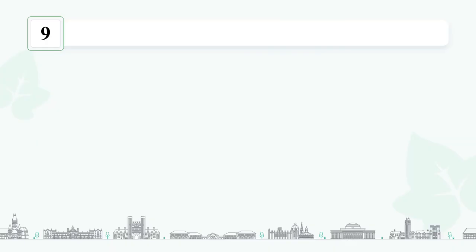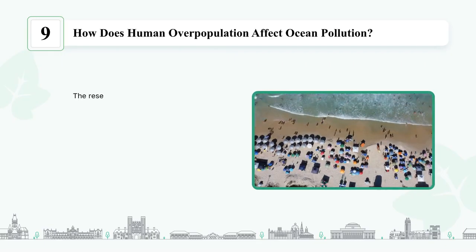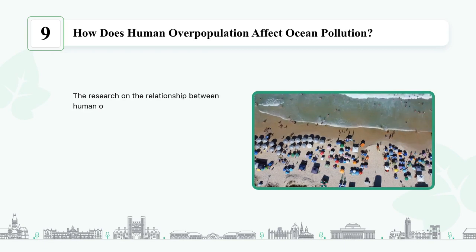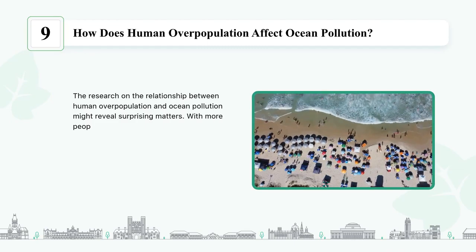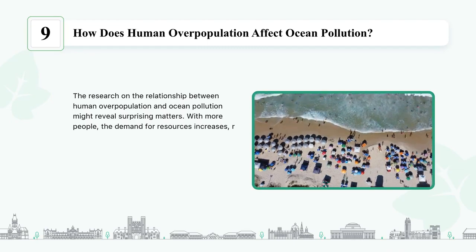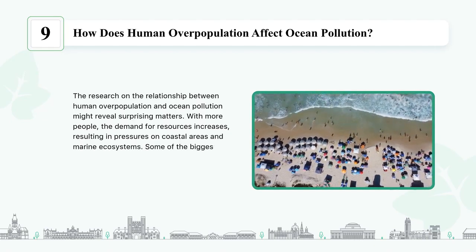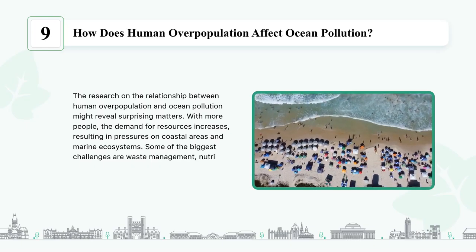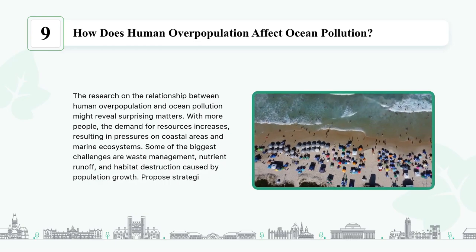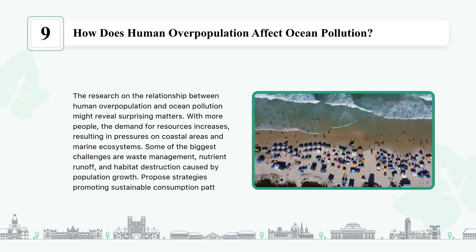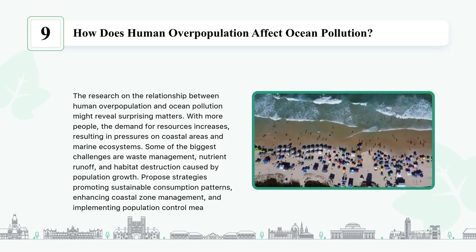How does human overpopulation affect ocean pollution? The research on the relationship between human overpopulation and ocean pollution might reveal surprising matters. With more people, the demand for resources increases, resulting in pressures on coastal areas and marine ecosystems. Some of the biggest challenges are waste management, nutrient runoff, and habitat destruction caused by population growth. Propose strategies promoting sustainable consumption patterns, enhancing coastal zone management, and implementing population control measures.